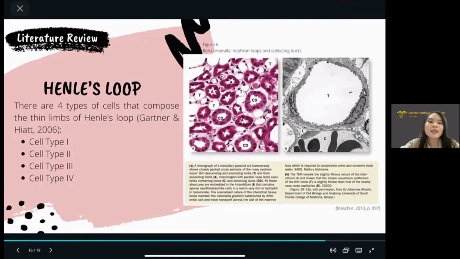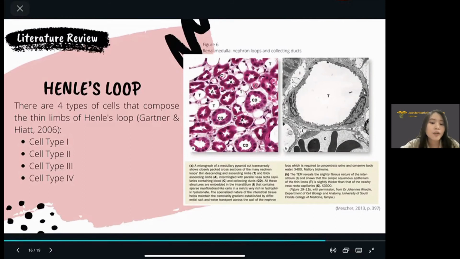The first one is the thin descending limb of Henle's loop. It is permeable to chloride, sodium, and urea. It is also highly permeable to water due to the presence of numerous aquaporin 1 water channels. The second one is the hairpin-shaped Henle's loop. The third one is the thin ascending limb of Henle's loop, which is impermeable to water but permeable to urea and most ions. The walls of these thin segments only consist of squamous cells with few organelles.